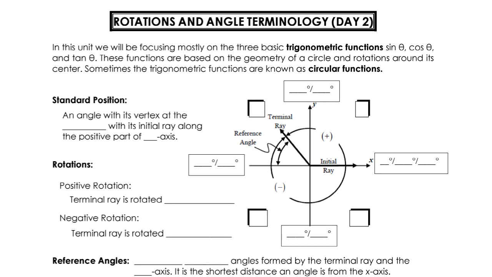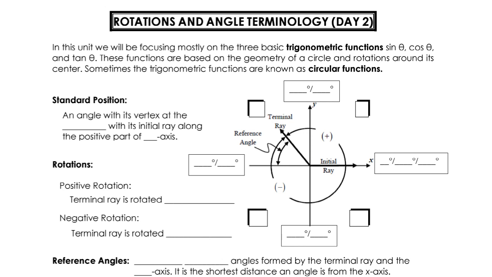All right. So at the top, it says in this unit, we will be focusing mostly on our 3 basic trig functions, sine, cosine, and tangent. And these functions are based on the geometry of a circle and rotations around its center. Sometimes the trig functions are known as circular functions because we are rotating around. Okay, so when we start talking about our angle theta, our angle can be 0 degrees, and if we rotate all the way around, it could be 360 degrees or anywhere in between.